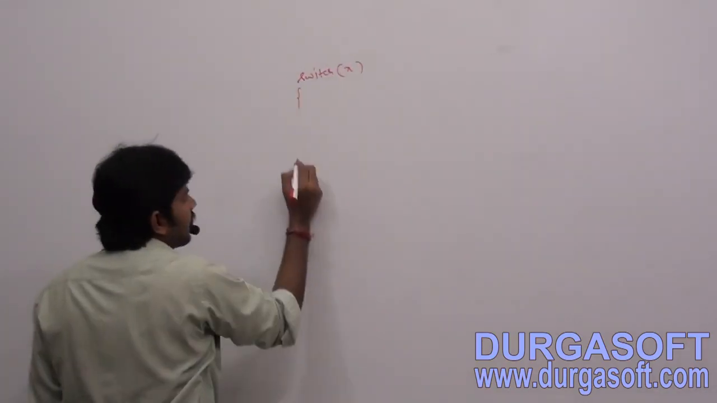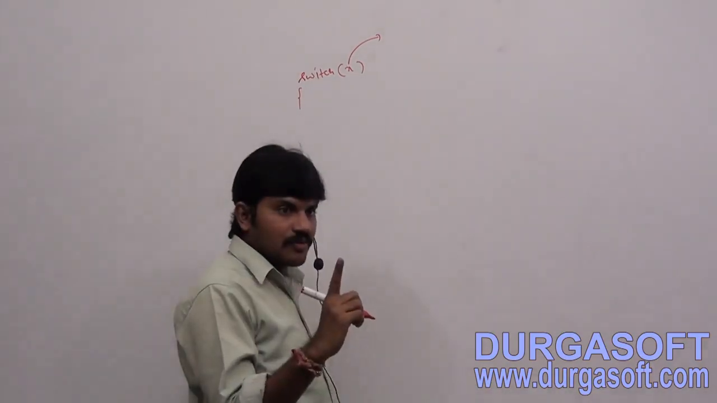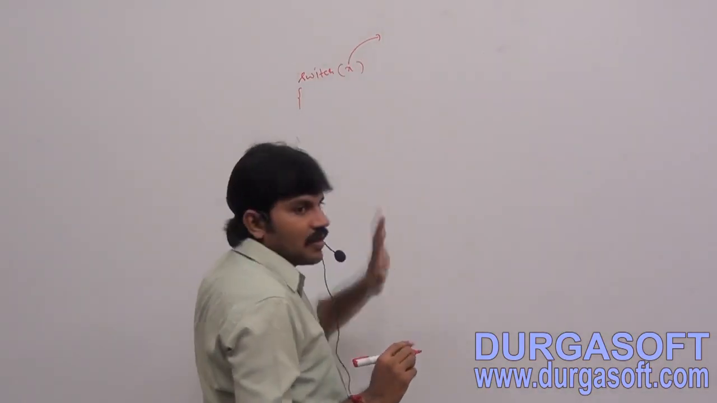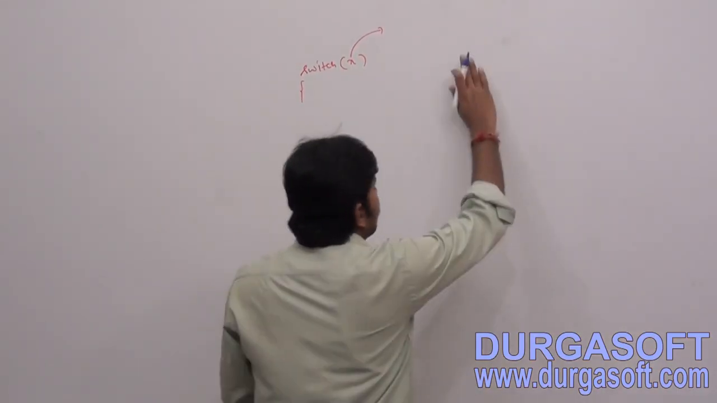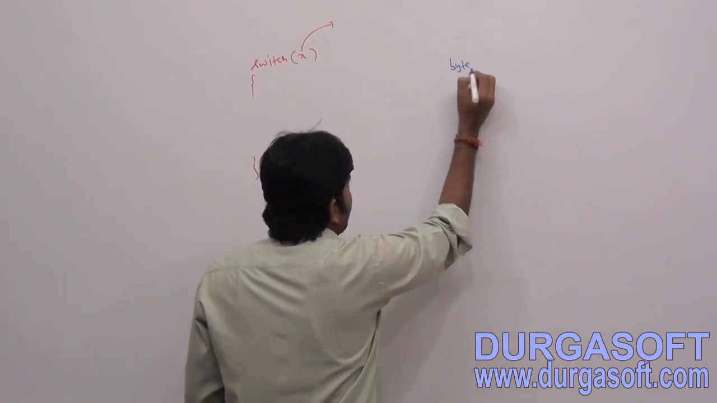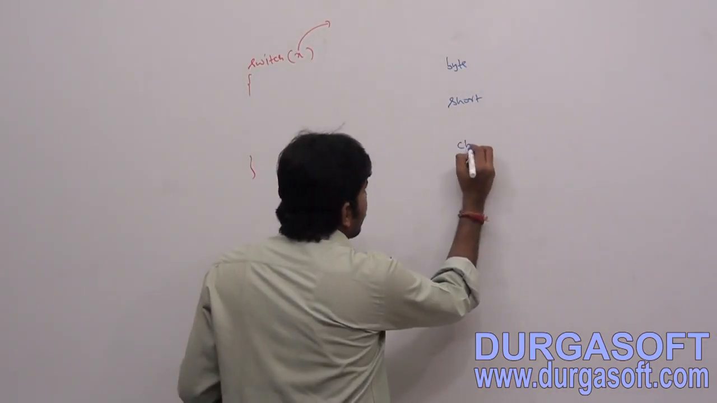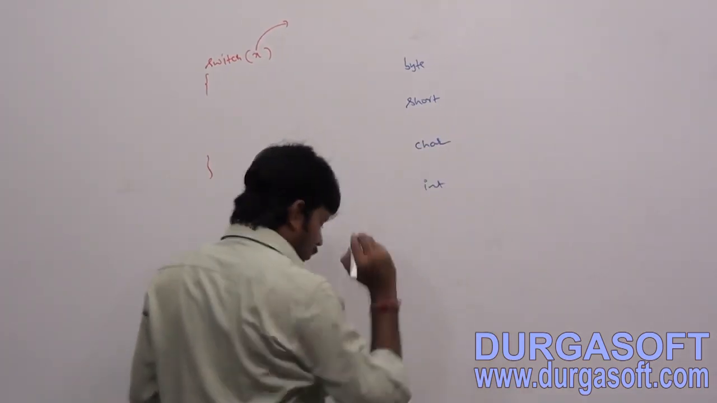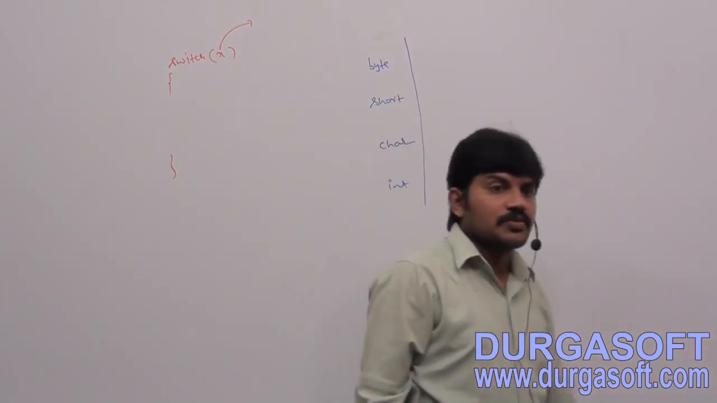Listen to this one. Switch of x. Very important part: which types are allowed and which are not allowed? Why are these allowed and why are the remaining not allowed? You should have clarity. The allowed argument types for the switch statement are byte, short, char, and int. These are the only allowed types for the switch argument.